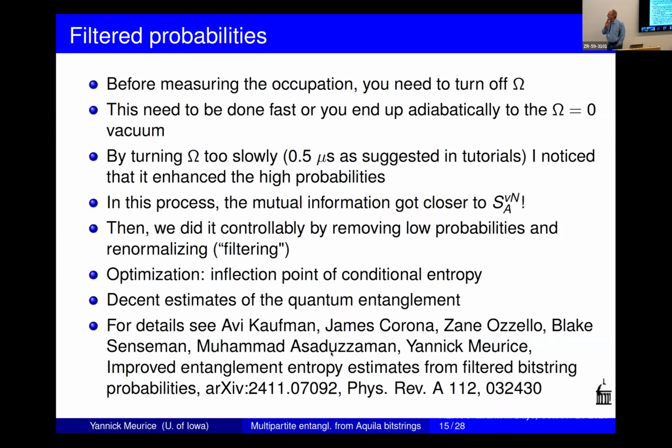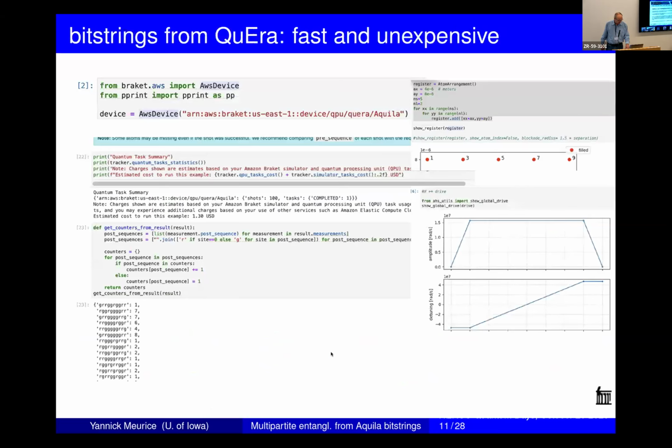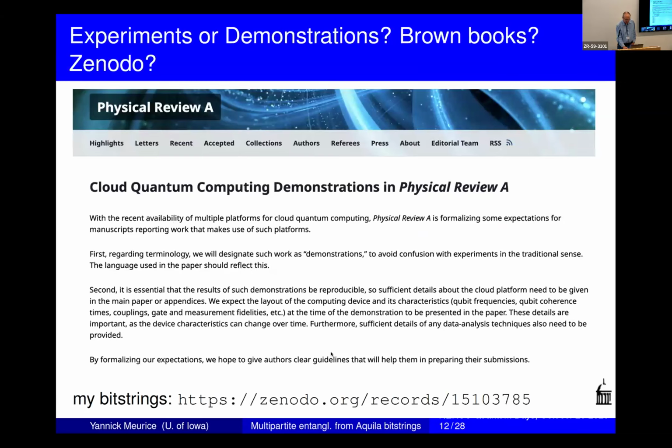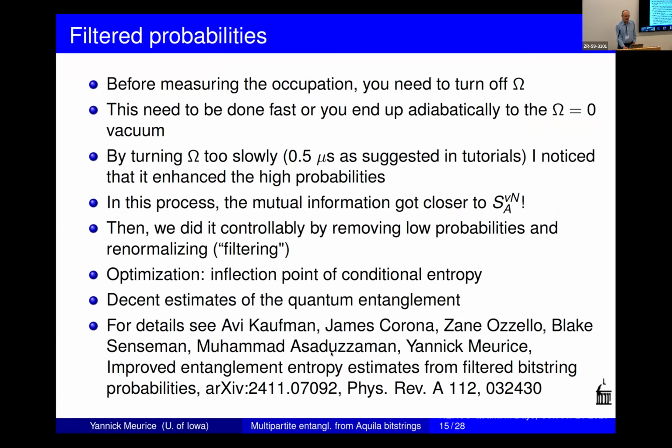Then I had the chance to make something not optimal, but I learned something from it. If you look at the AWS tutorial about the ramping down, this is copied from the AWS. They say to do that in a half microsecond. And if you do that, it's almost adiabatic.